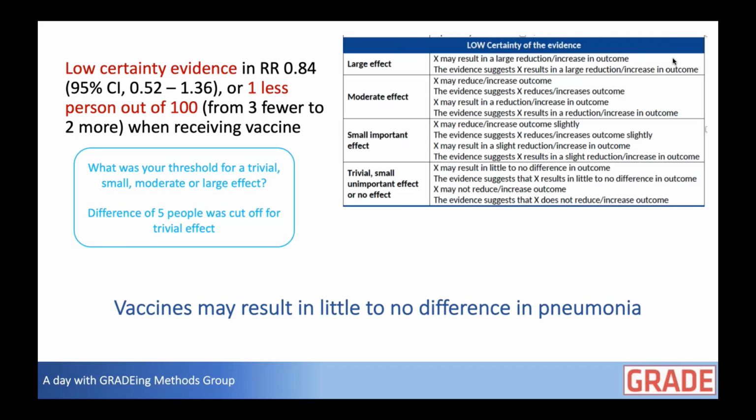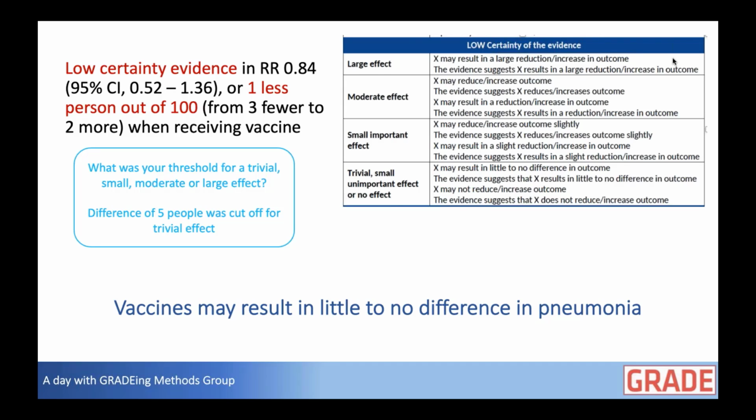So if I was to go back to the original example that we had, around the vaccines and preventing pneumonia, we would have low certainty evidence for our risk ratio, and our estimate is that there would be 1 less person. We would focus on the part of the grid, the statements that are focused on low certainty evidence. So I have that on the right-hand side. We would then have to determine whether the 1 less person, that difference, is actually a trivial effect, a small effect, a moderate effect, or a large effect.